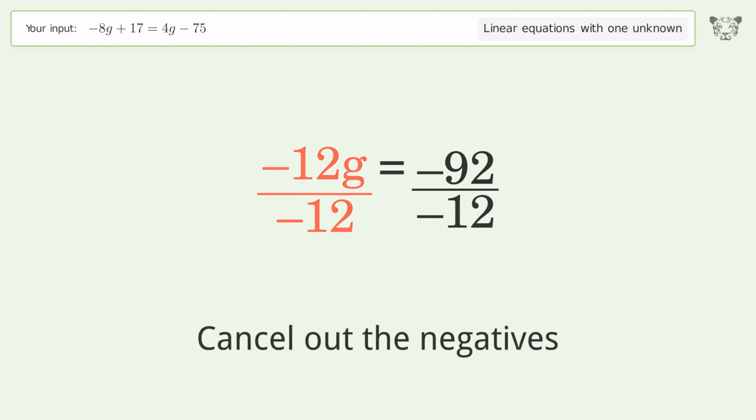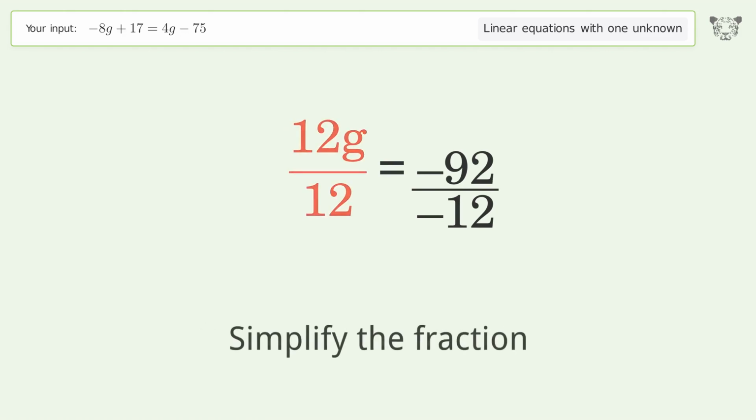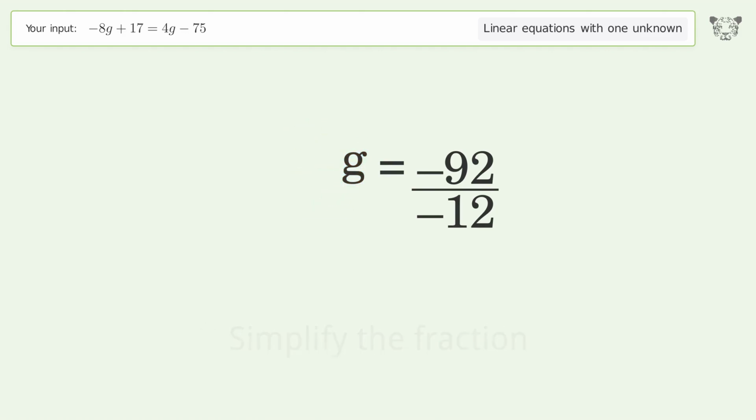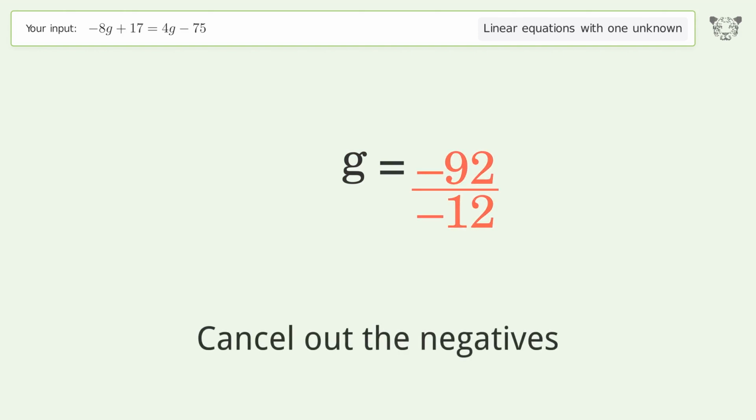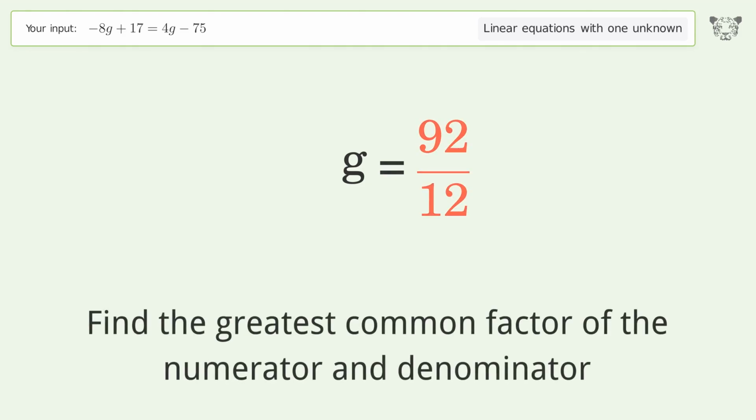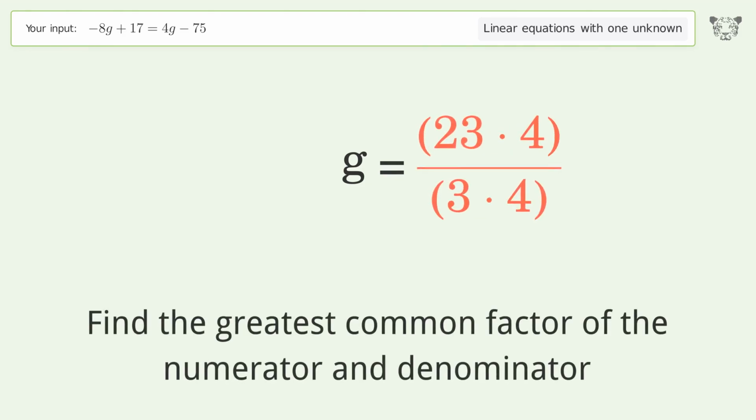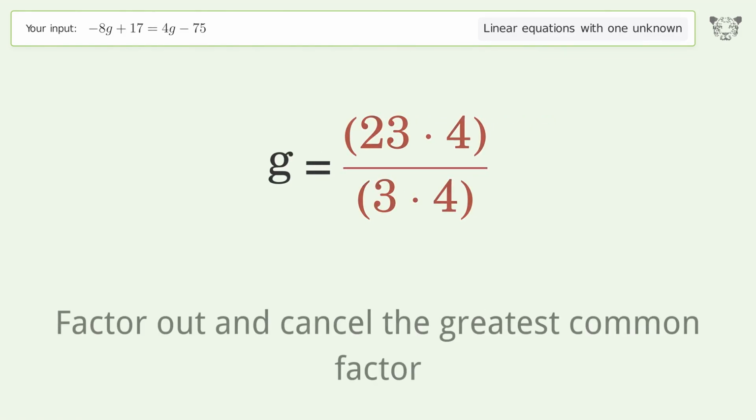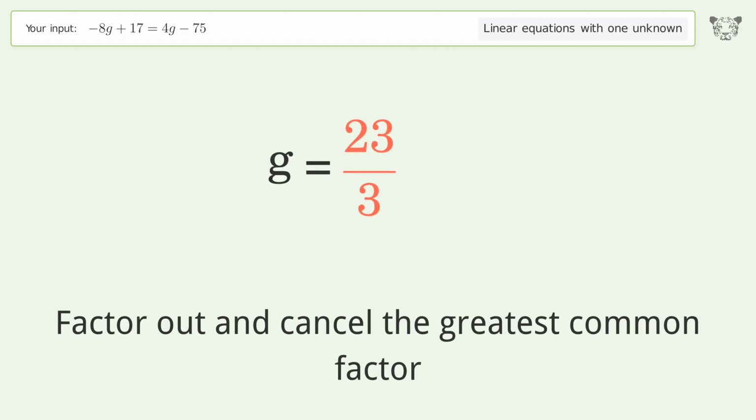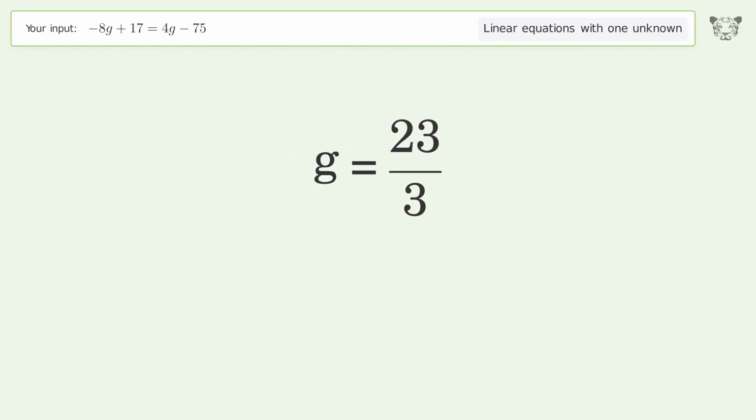Cancel out the negatives. Simplify the fraction. Cancel out the negatives. Find the greatest common factor of the numerator and denominator. Factor out and cancel the greatest common factor. And so the final result is g equals 23/3.